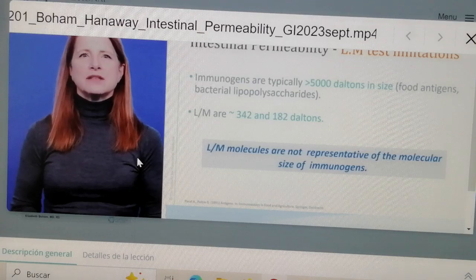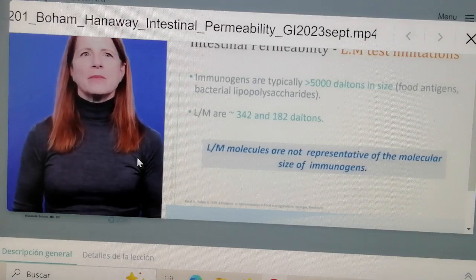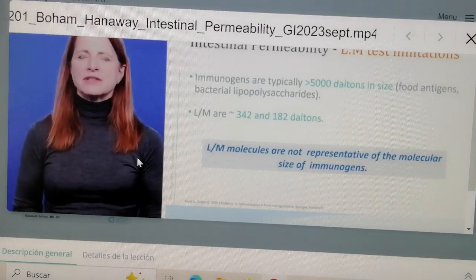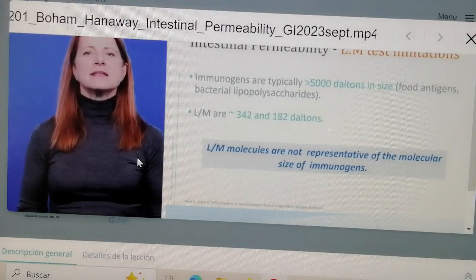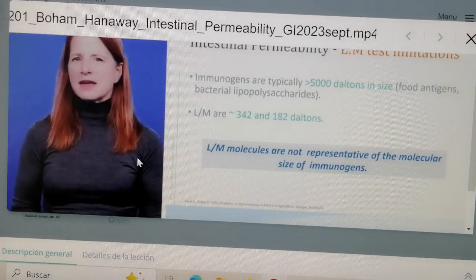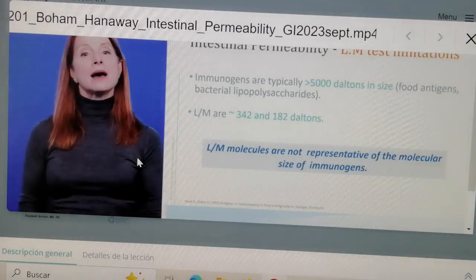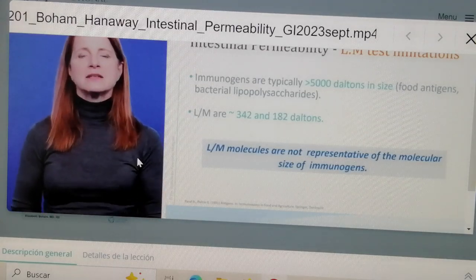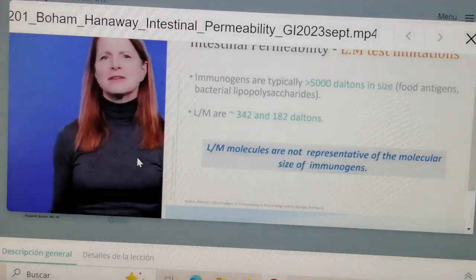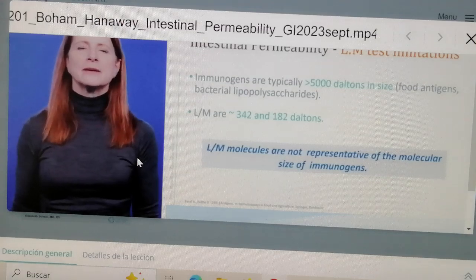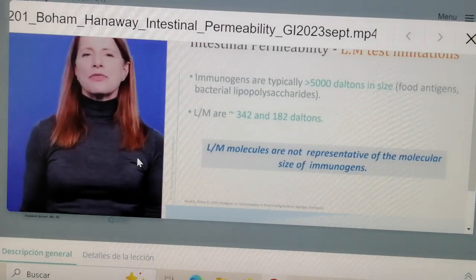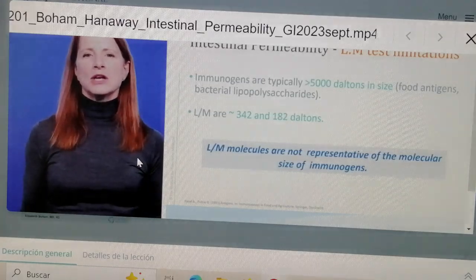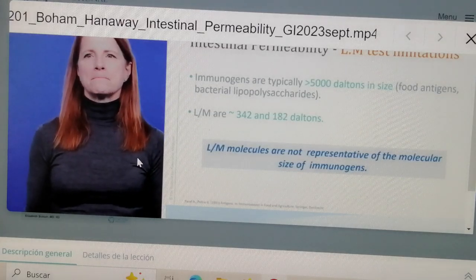The immunogens that we're exposed to in our environment are often a much different size than lactulose and mannitol. And what I feel clinically is that we do see some false negatives on this panel. If you get a positive lactulose mannitol test, then you know, okay, this person definitely has increased intestinal permeability. I feel clinically there are times when I'll get a normal, and I still think that we need to deal with an increased intestinal permeability.